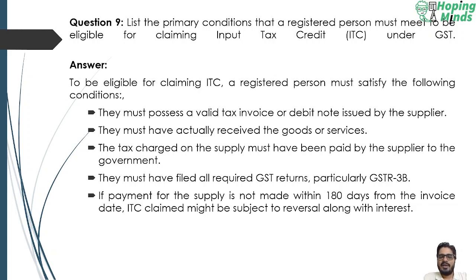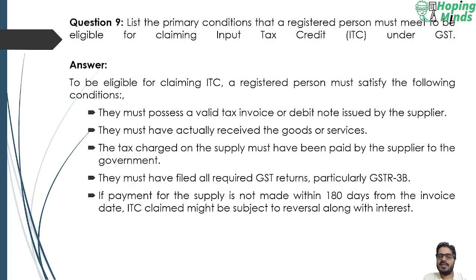So in the above point, we have just discussed that the taxes must have been paid to the government. So taxes are paid via the GSTR 3B return. If the supplier has not paid the taxes in his GSTR 3B return, then the recipient will not be able to avail the input tax credits. Then if the payment for the supply is not made within 180 days from the invoice date, ITC claimed might be subject to reversal along with interest.